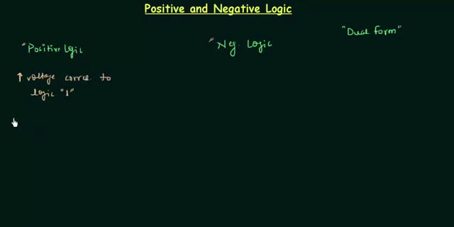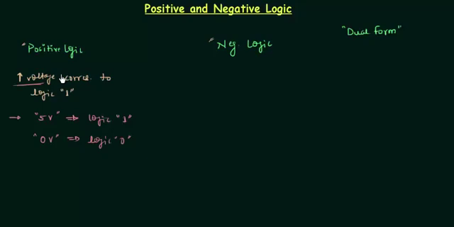And if this is the case, then we can say that if we have 5 volts, then it will correspond to logic 1, because high voltage is equivalent to logic 1 in positive logic. And if we have 0 volts, then it will correspond to logic 0. So positive logic is pretty straightforward. You have to assign logic 1 to the higher value and logic 0 to the lower value.